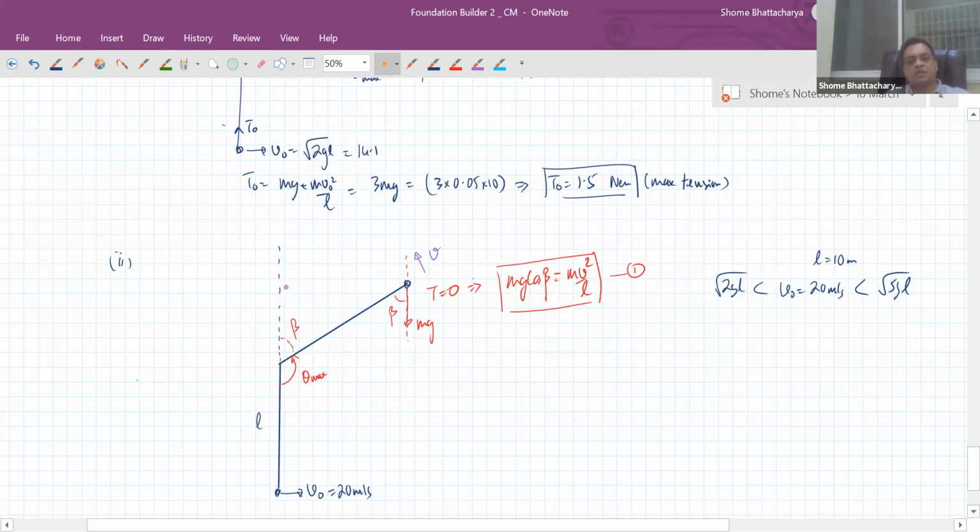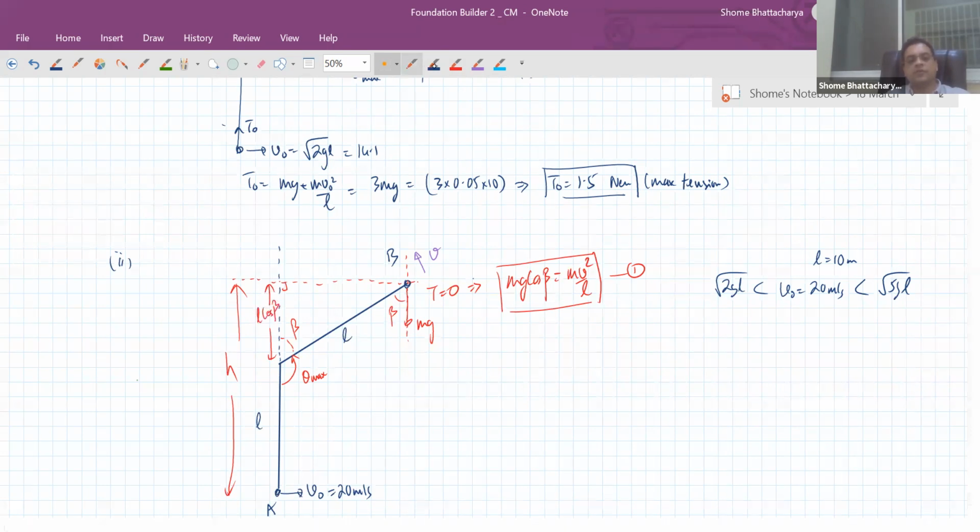Okay. And also, if I compare my 2 points A and B work energy wise, from here to here the height gain is how much? It is L plus this value here. Now in this triangle, you can see that this value is L, so this is L cos beta. So you can see that A to B, my h is equal to L plus L cos beta.